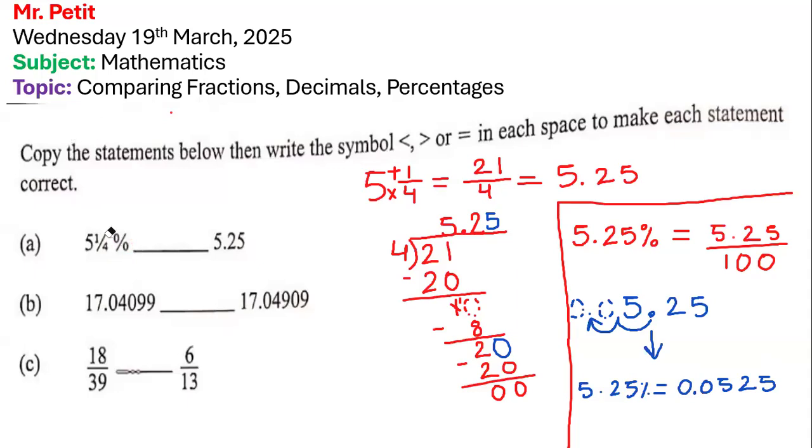And so that means that 5 and a fourth percent is what? That's equal to what? 0.0525, which means that it is what? It is less than 5.25.